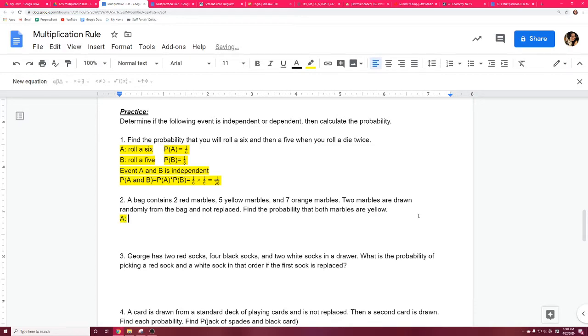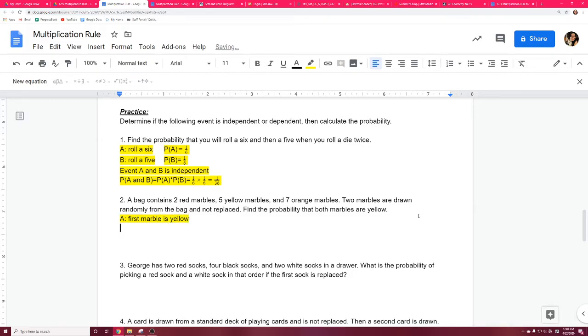So our event A is the first marble is yellow, and event B is the second marble is yellow. Are they independent? Think about it: if the first marble you draw is yellow, then there is one yellow marble less in the bag, and the total number of marbles is also less. So A and B are not independent, they are dependent.